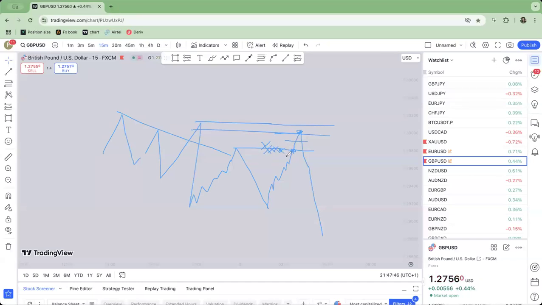It was to induce retail traders, to get them to come in thinking it is the setup they're looking for, so that they could lose money. So that is what inducement is.